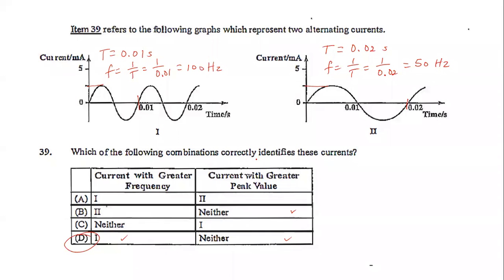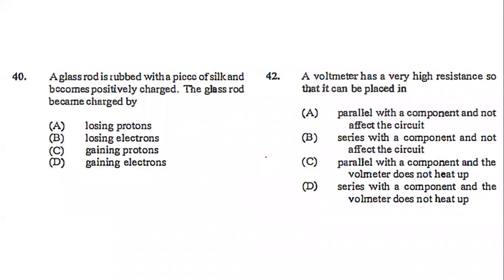So question 40. So we have a glass rod is rubbed with a piece of silk and becomes positively charged. This question is a repeat. So if something becomes positively charged, it simply means that it is losing electrons. All right, so the answer there is B.